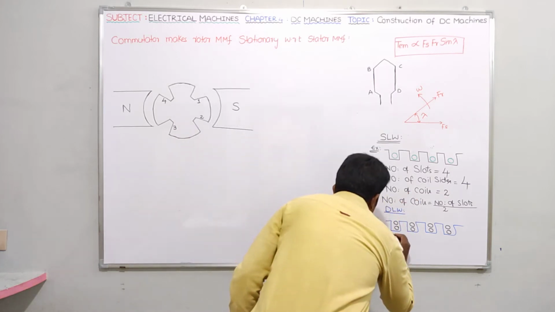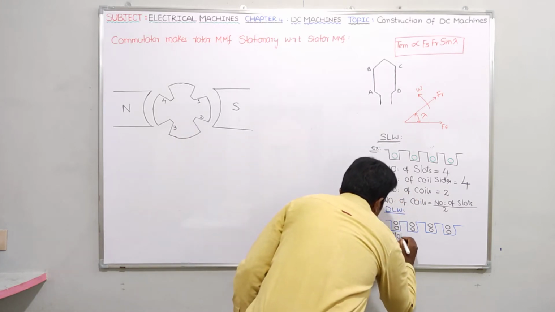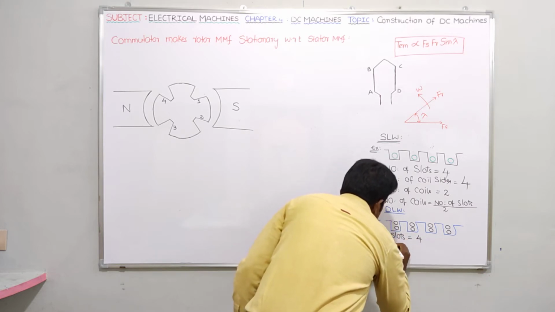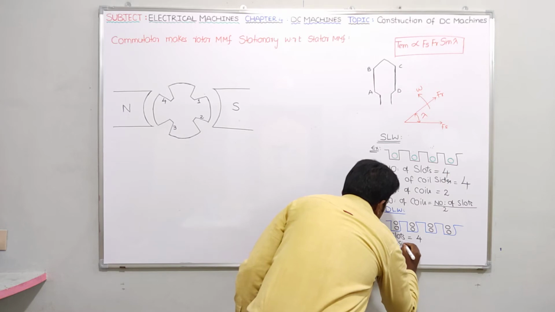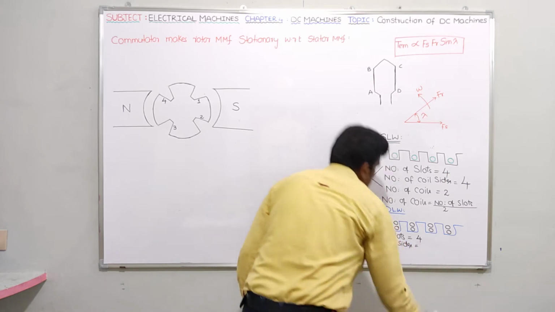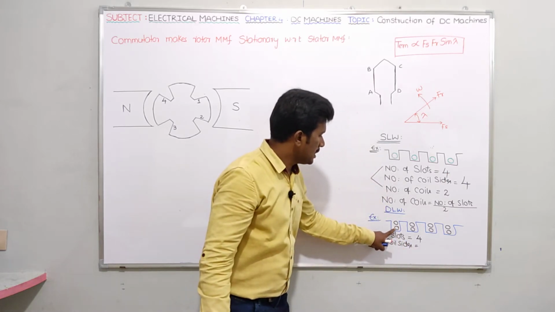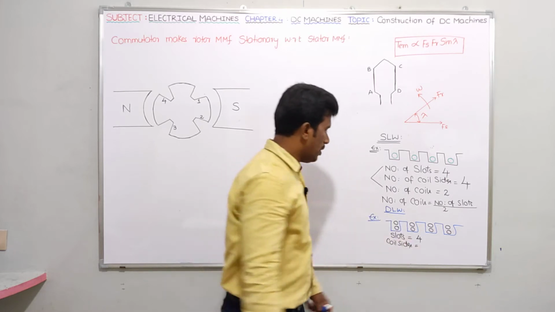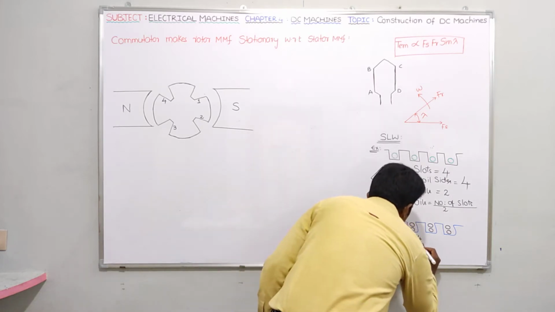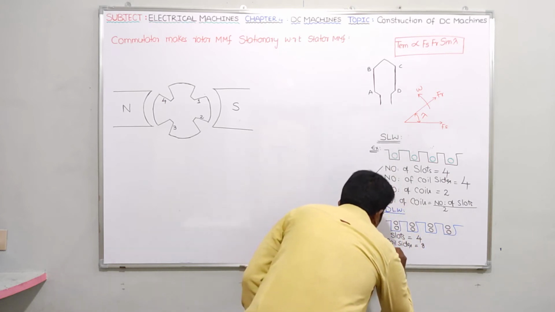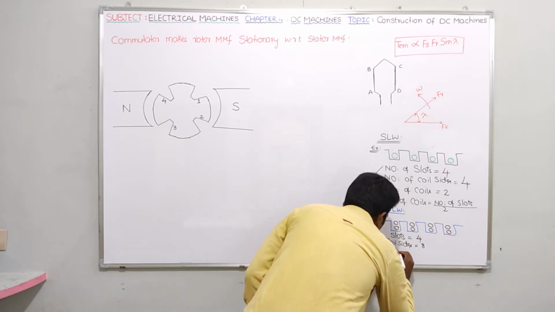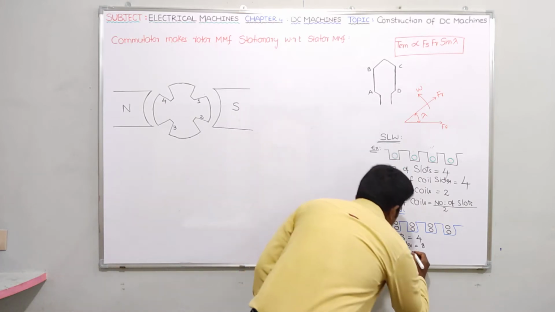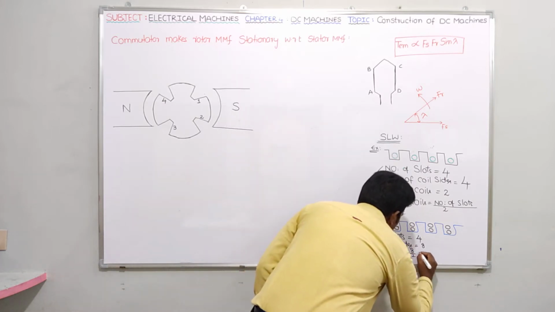So now tell me, in this case, how many slots have I taken here? Here I have taken 4. What about coil sides, guys? So this is one coil side, this is another coil side, and so on. Please count. You are going to have 8 coil sides here. Now what about the number of coils? The number of coils is equal to the number of coil sides divided by 2, that becomes 8 by 2, it becomes how much here?